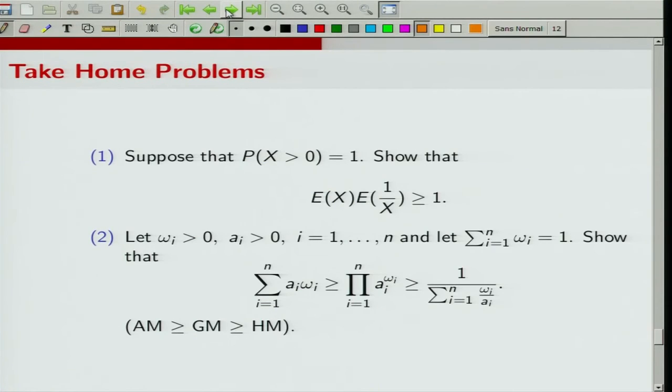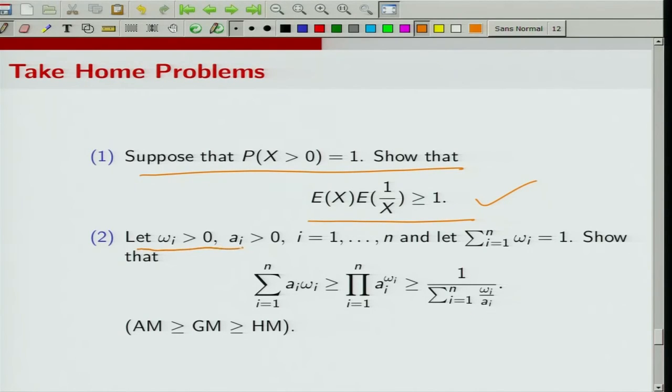So now let me give a few take-home problems which are easy consequences of Jensen's inequality. Suppose probability that x greater than 0 is 1. Try to show that expected value of x into expected value of 1 by x is always greater than or equal to 1. You can prove it using Jensen's inequality.